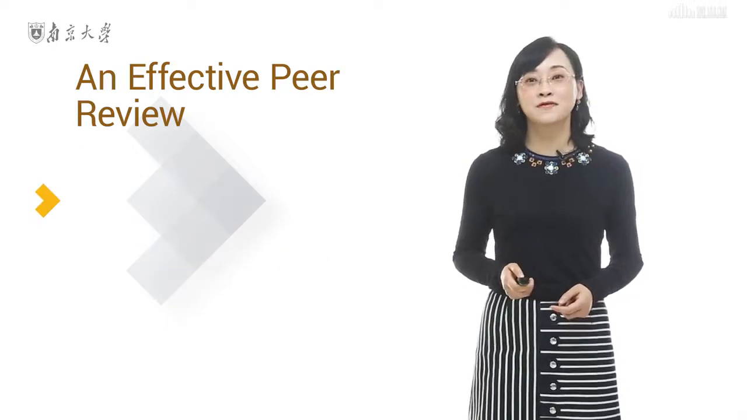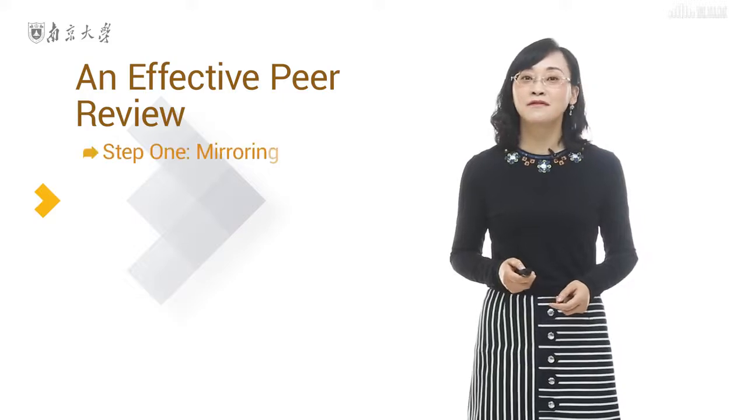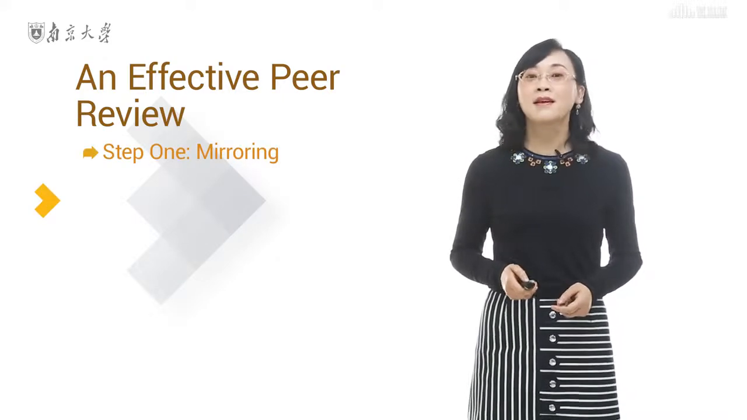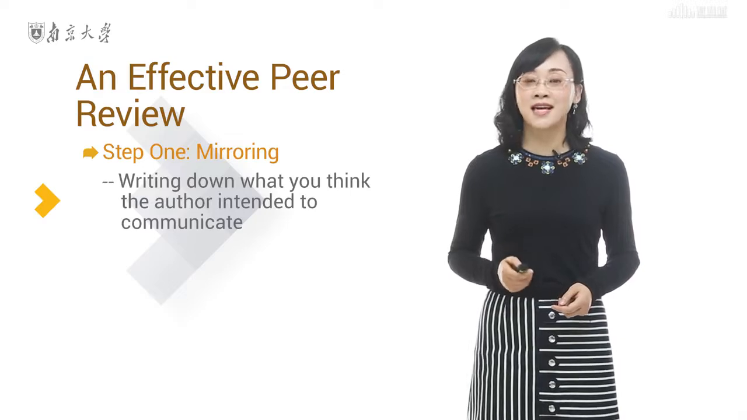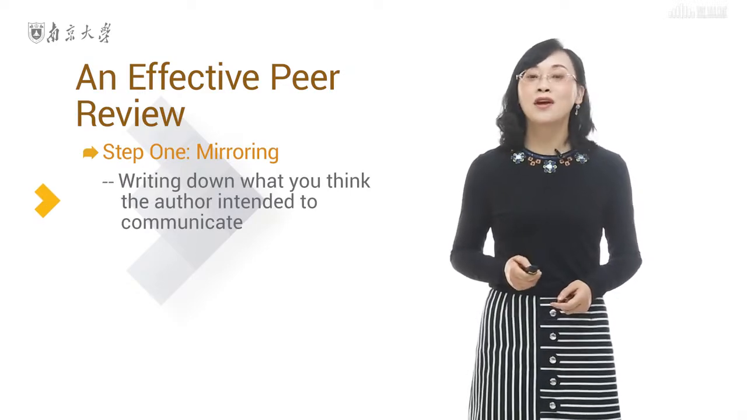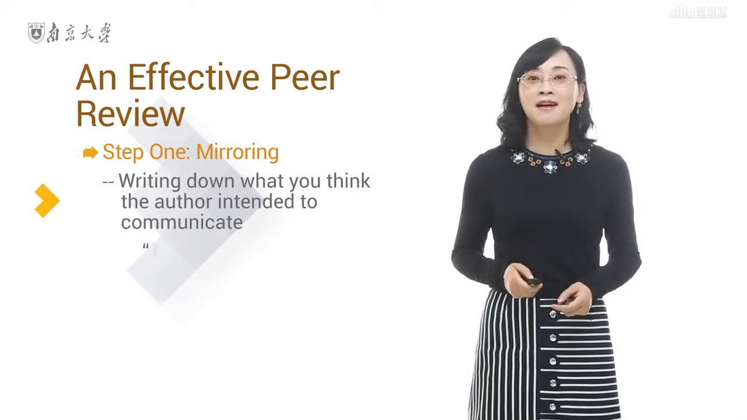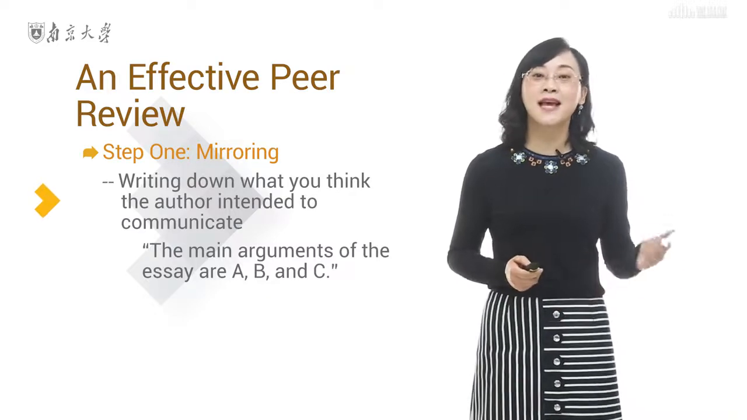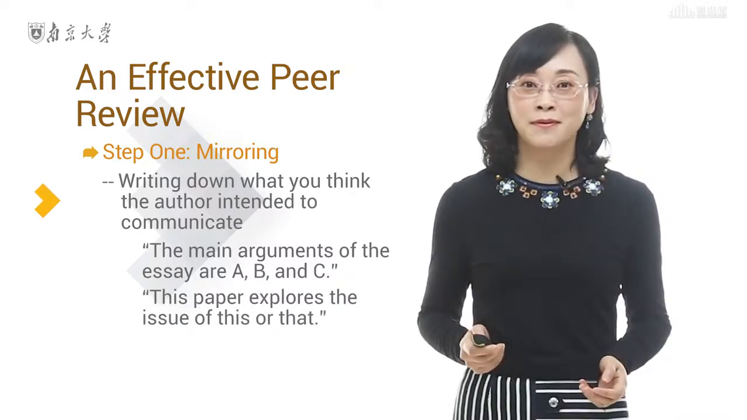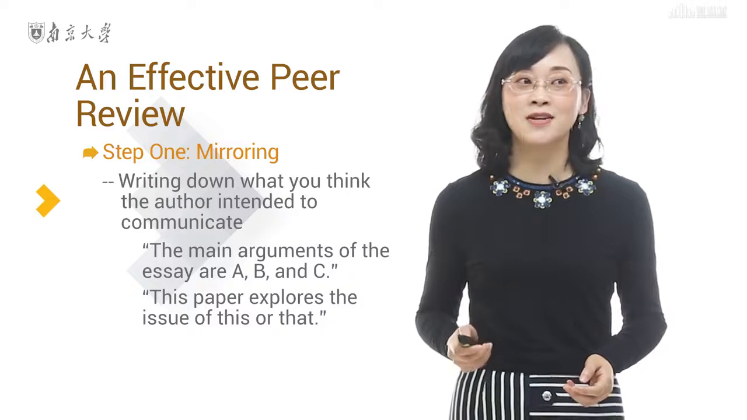To be more specific, as a reviewer, the first step is mirroring. Mirroring means writing down what you think the author intended to communicate. For example, you can write down the main arguments of the essay are A, B, and C, or this paper explores the issue of this or that.